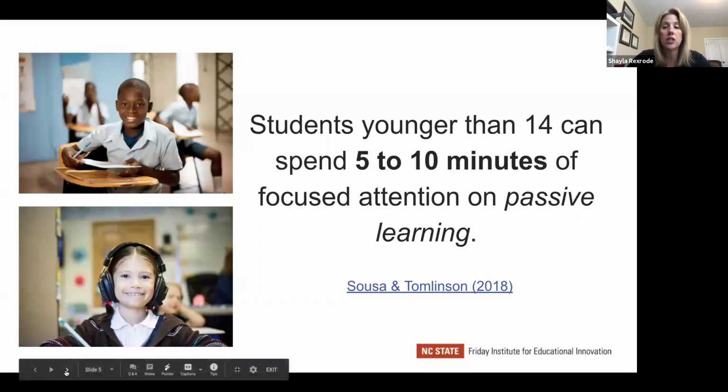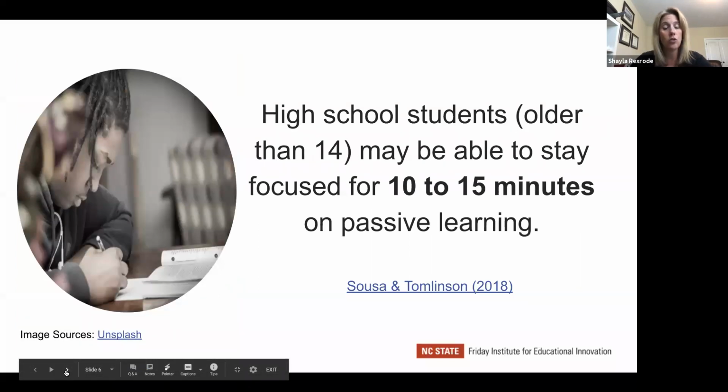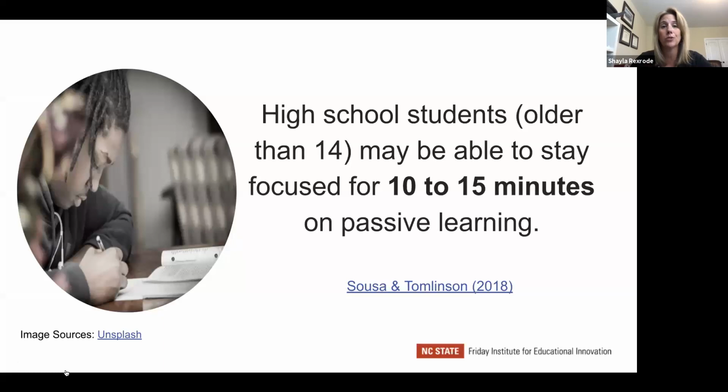So what does research tell us about students 14 and older, or older than 14? So kind of our high school, upper middle school into high school age group. They may be able to stay focused for 10 to 15 minutes on passive learning. Again, some students will be able to do a little bit more than that, some a little bit less. And the same holds true for our younger students.